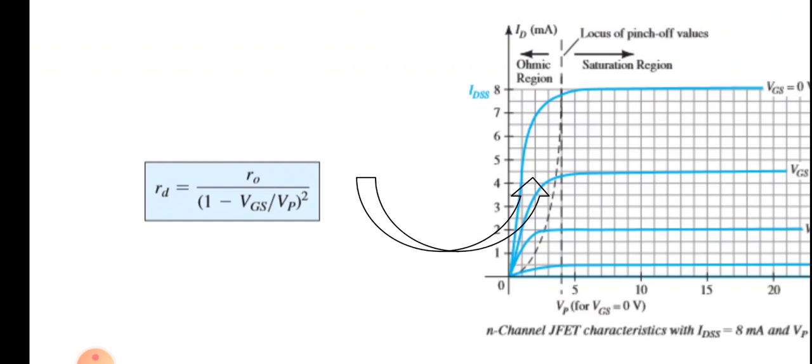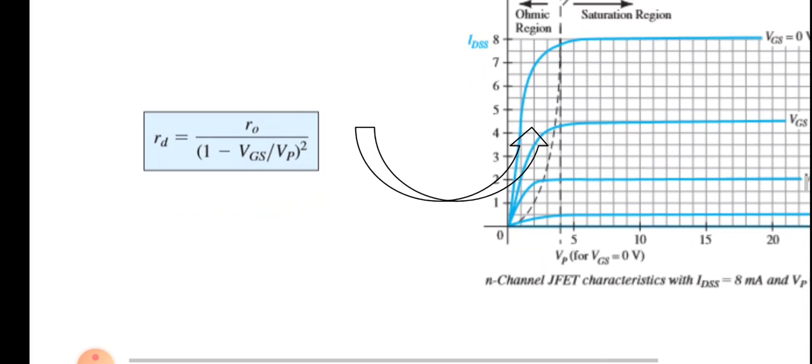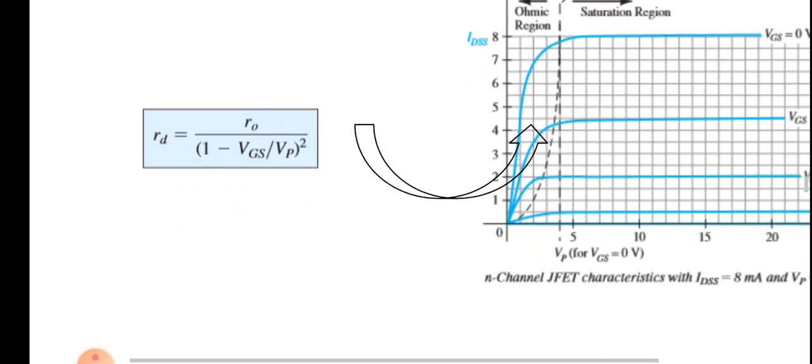So if it is wider, more current flows, so resistance is minimum. But as you keep increasing VGS, VGS by VP now becomes non-zero. So 1 minus VGS divided by VP, that figure will be lesser than 1, and then square of that. So definitely it is going to increase RD.